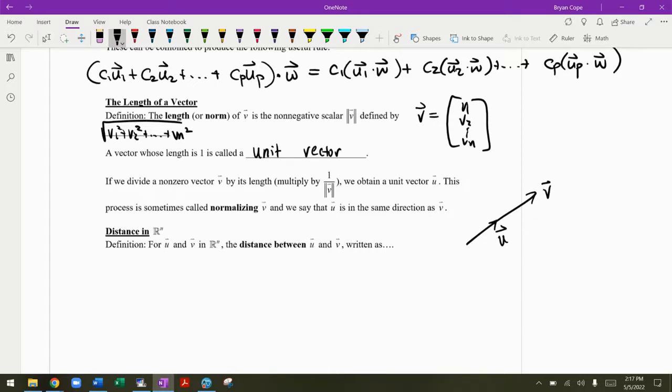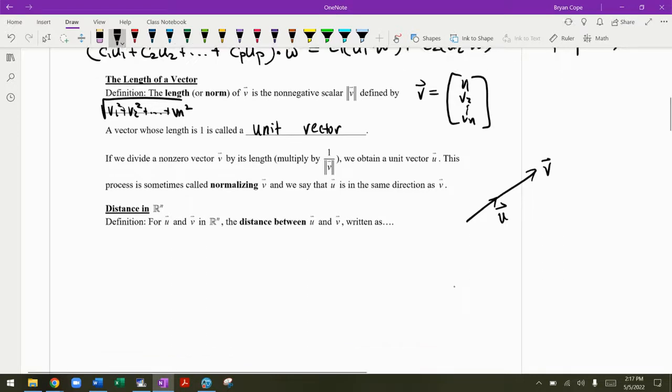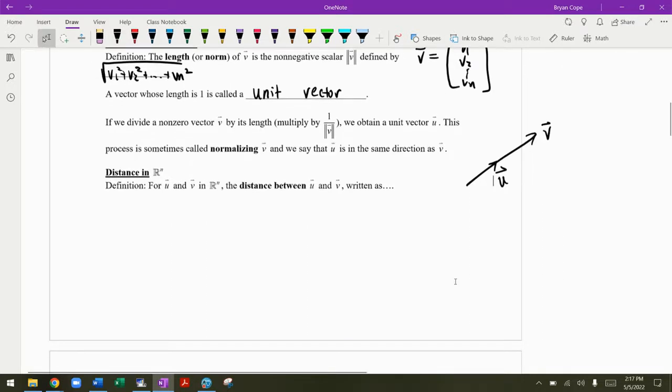Okay, distance, we talked about this in multivariable as well. So how do we compute the distance between two vectors? We just take the magnitude of u minus v, or the magnitude of v minus u. Okay, so length between two vectors is going to be important because, well, here's where we're headed.